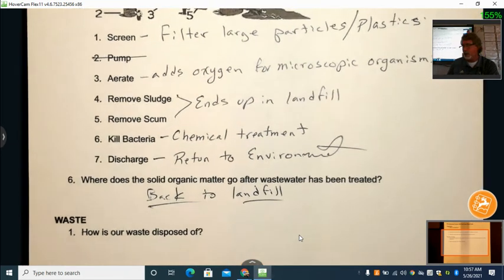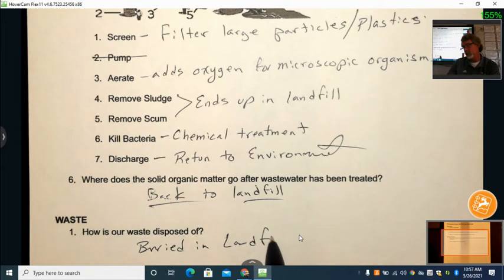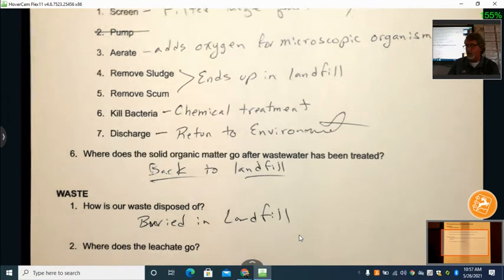All right, how is our waste disposed of? What are we doing with all our waste right now? We're doing very little recycling. Most of it is buried, right? Buried in a landfill. Okay, excuse my handwriting.